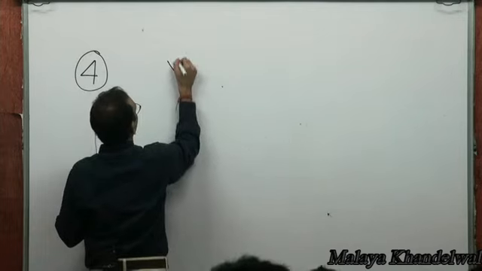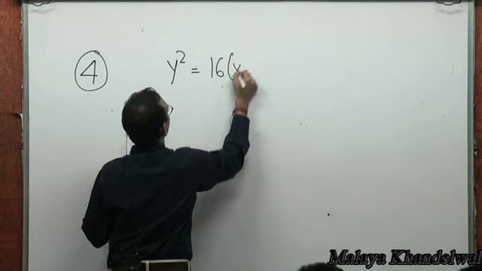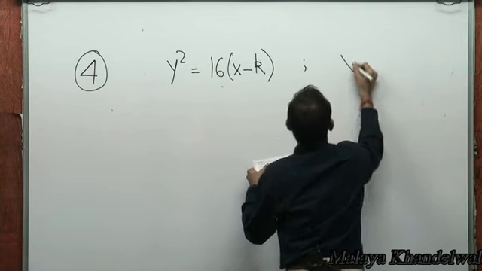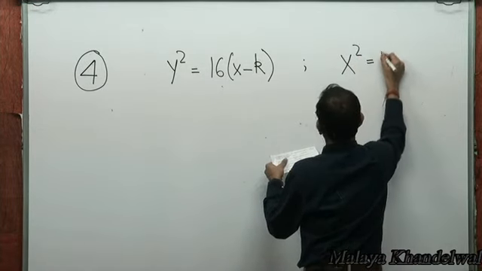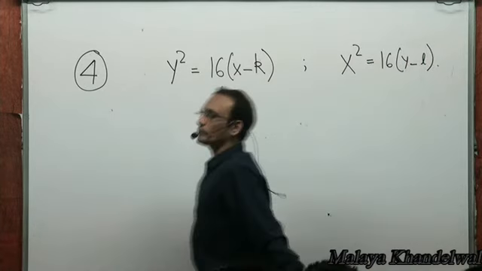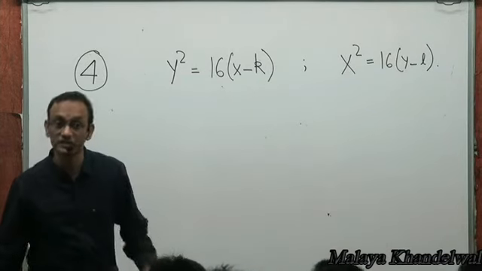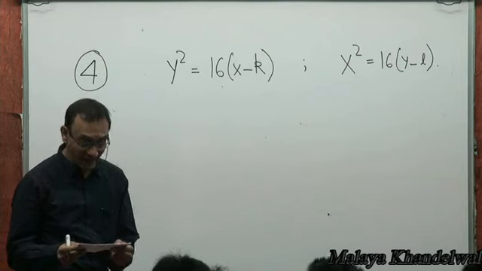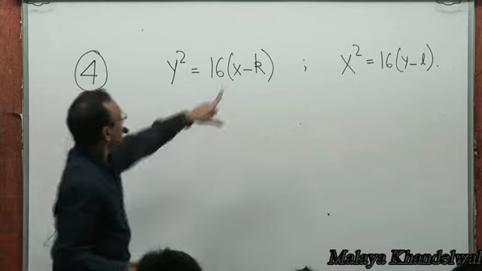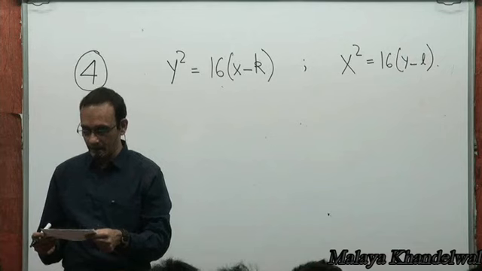There is a parabola y squared equal to 16 into x minus k. And there is another parabola x squared equal to 16 into y minus L. This is another parabola. Y squared is 16 into x minus k. Another parabola, x squared equal to 16 into y minus L. These are two parabolas. K and L are variable parameters. So these would be variable parabolas. If K and L are variable entities, then these would be variable parabolas.